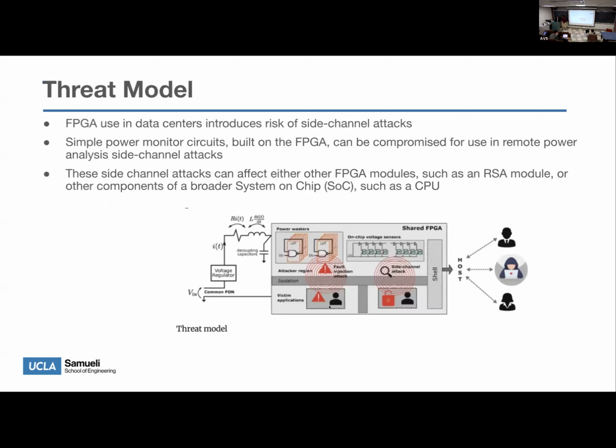So the threat model is essentially that FPGA use in data centers increases the risk of side channel attacks, both remote and physical. This is due to power monitor circuits that are built onto the FPGA, and they can be compromised such that another person or an attacker is able to view via power consumption. And the side channel attacks can affect either FPGA modules or other components of the system on a chip, such as even a CPU.